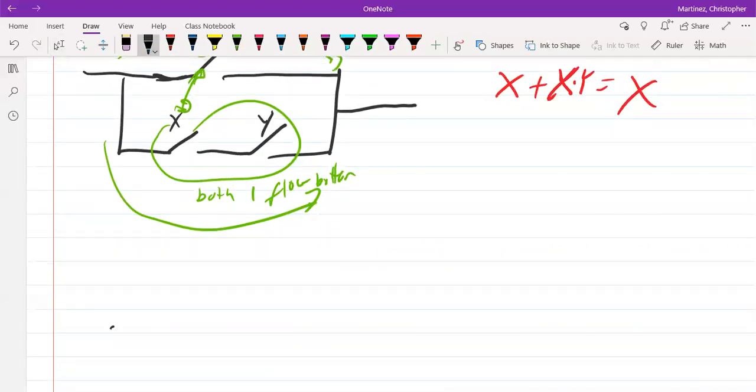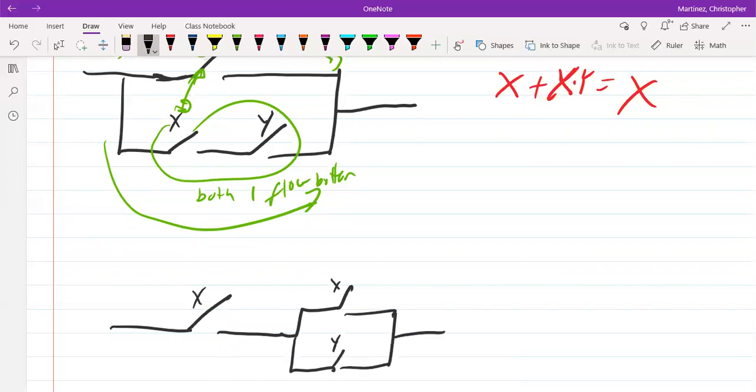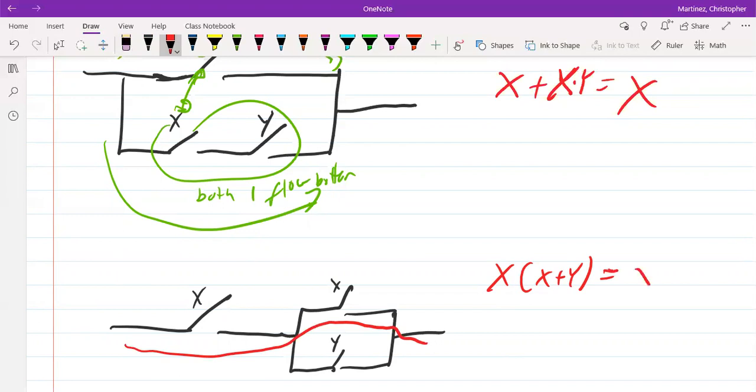Same thing would be if I had it as an AND gate, x going into x or y. In this case, if I flow this way, if x is closed, I still flow on the x side. The y is not important. So it'll be x as a reduction.